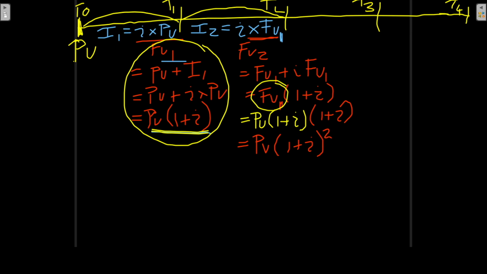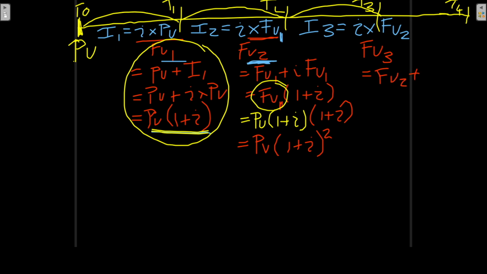So now we can do it for the third time period. For the third time period, my interest during time point 3 is just the interest rate times the future value at the start of this time period, and the future value at the start of that time period was future value 2. And now we can find the future value at time point 3. And that is just the future value at time point 2 plus the interest. And the interest 3 is the interest rate times future value 2. I simplify it.